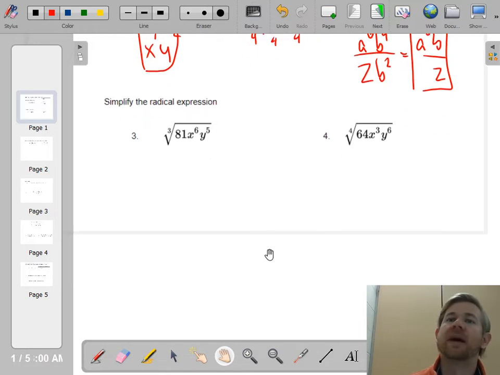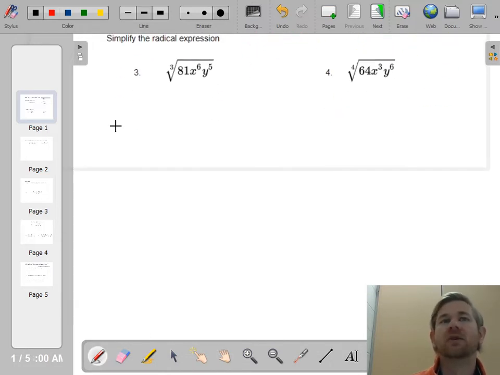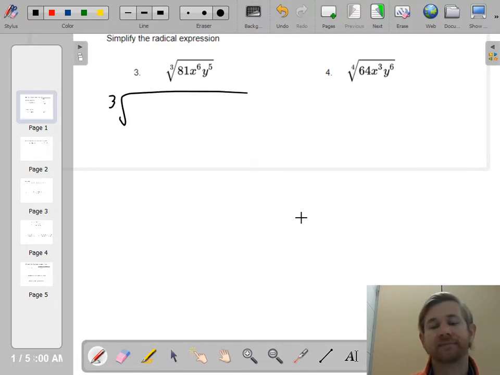For the radicals, I will make a factor tree. You can do that however you want. If you can do it in your head, great. If you can't, make a factor tree. Doesn't matter how you do it. You got to get a factor tree. 3, 9, 27, 81. That's a power of 3. x to the 6th, y to the 5th.